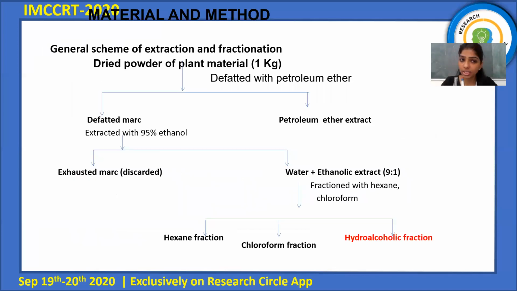Now, materials and methods. This is the general scheme which we carried out during our extraction and fractionation. We took 1 kg of dried powder of plant material. Then it was defatted with petroleum ether. We took the defatted marc and extracted it with 95% ethanol. The exhausted marc was discarded totally, and we took the water plus ethanolic extract, that is hydroalcoholic extract, in a proportion of 9:1, and it was further fractionated with hexane and chloroform, but we focused totally on the hydroalcoholic fraction.